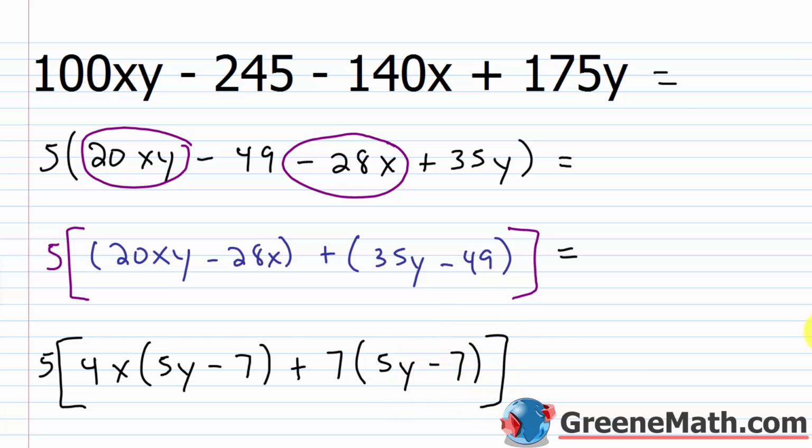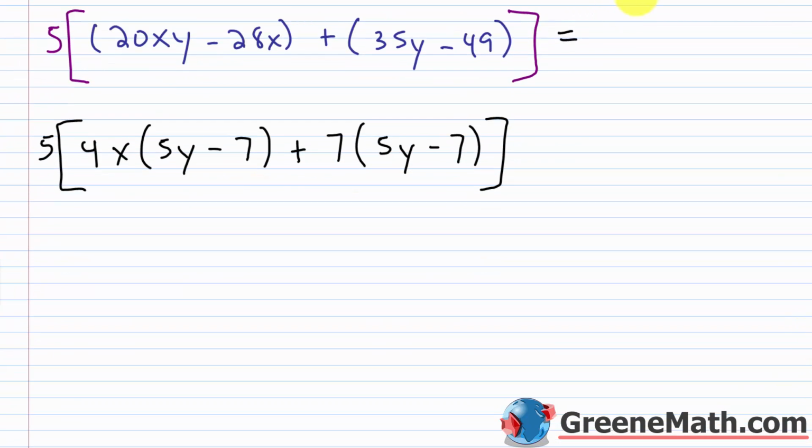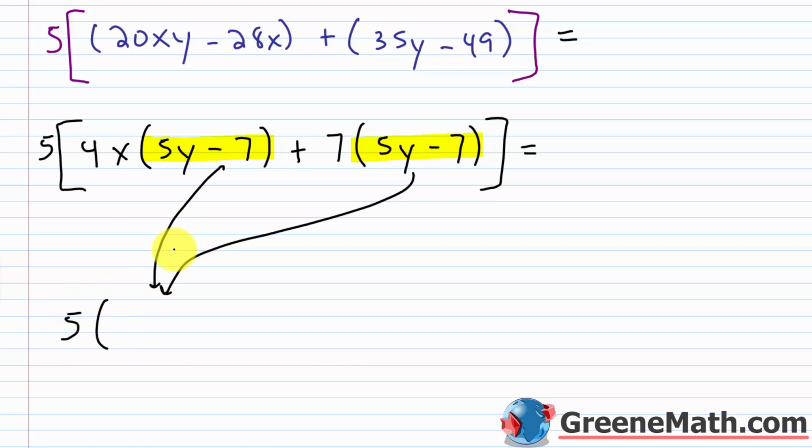So you can see you do have a common binomial factor. So we have this guy right here, this 5y minus 7. And let's go ahead and pull that guy out. So we'll have our 5 out in front. Then we'll have our 5y minus 7. Then inside the parentheses, we'll have 4x plus 7.